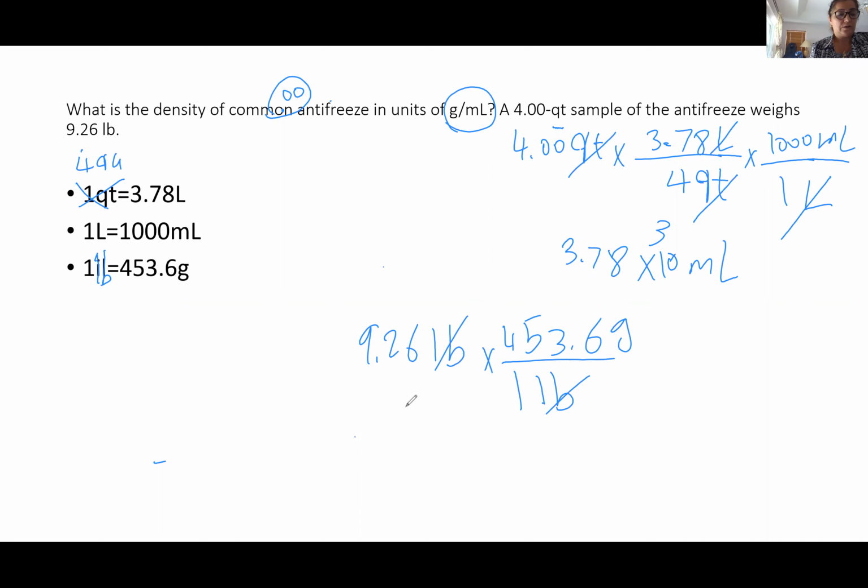9.26 times 453.6 equals 4,200 grams. And we want to divide that by the milliliter.